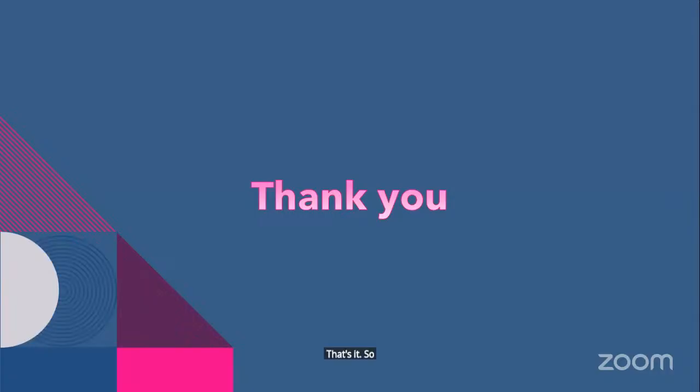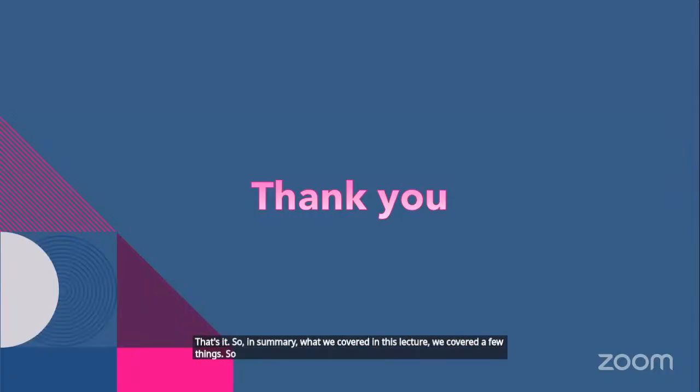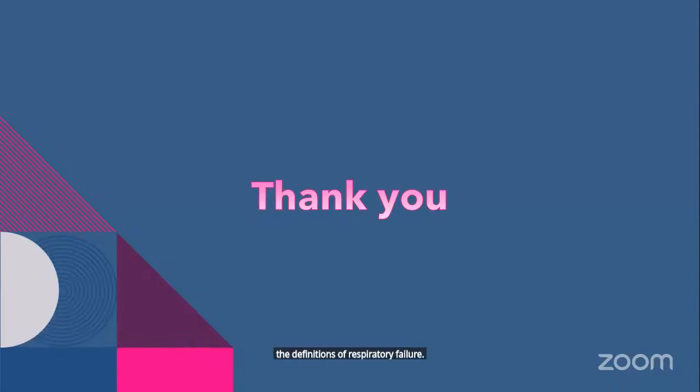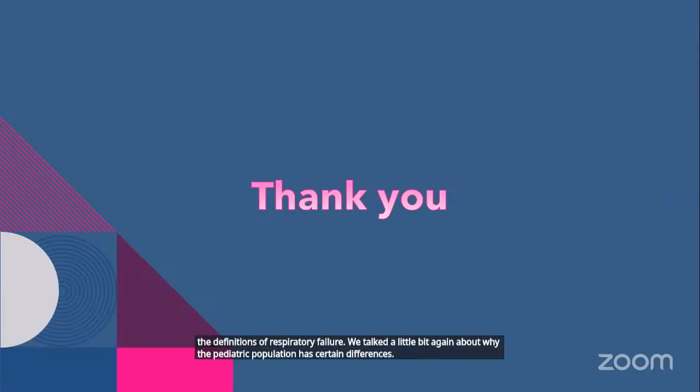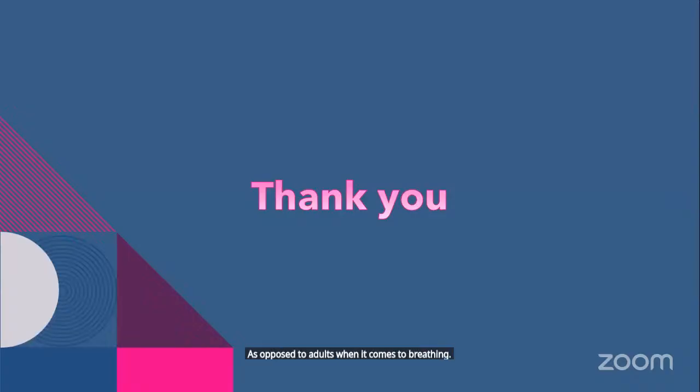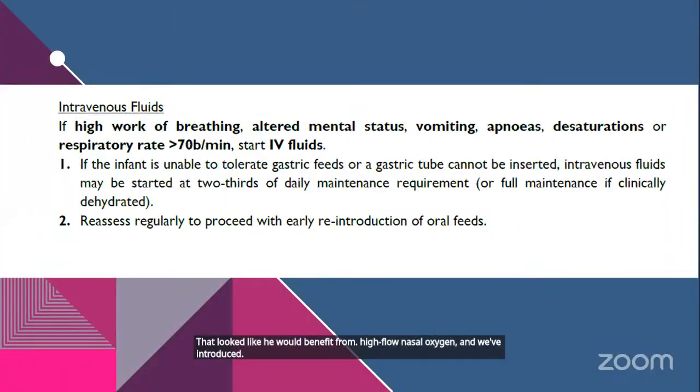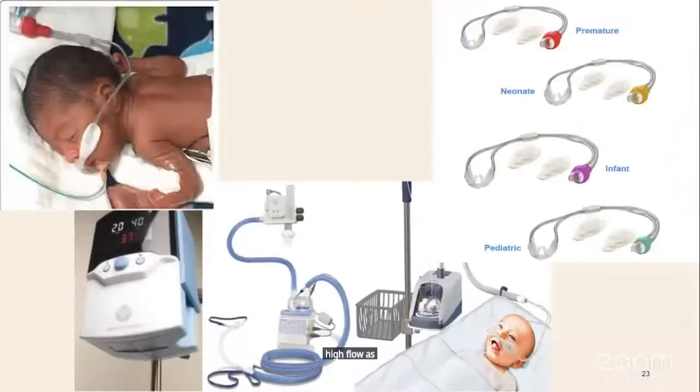So in summary, what we covered in this lecture, we covered a few things. So we went over the definitions of respiratory failure. We talked a little bit again about why the pediatric population has certain differences as opposed to adults when it comes to breathing. We talked about the difference between oxygenation and ventilation. We went over a clinical case of a pneumonia that looked like he would benefit from high flow nasal oxygen, and we've introduced high flow as a means of providing both oxygenatory and ventilatory support to the sick pediatric population. Thank you.